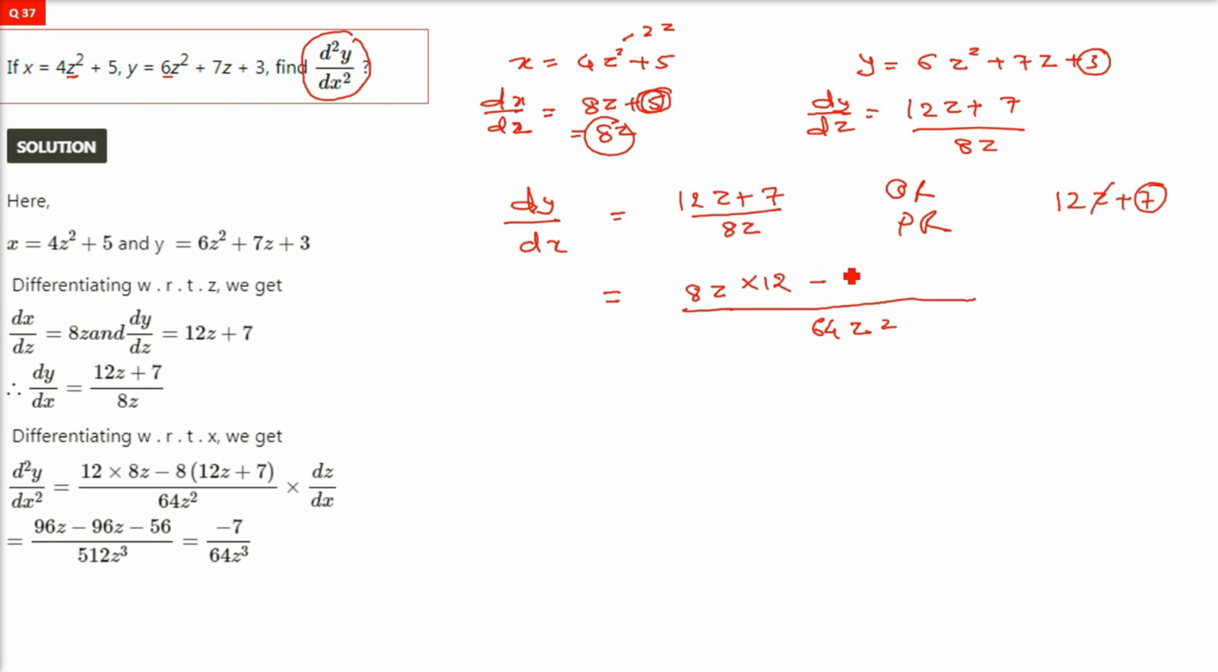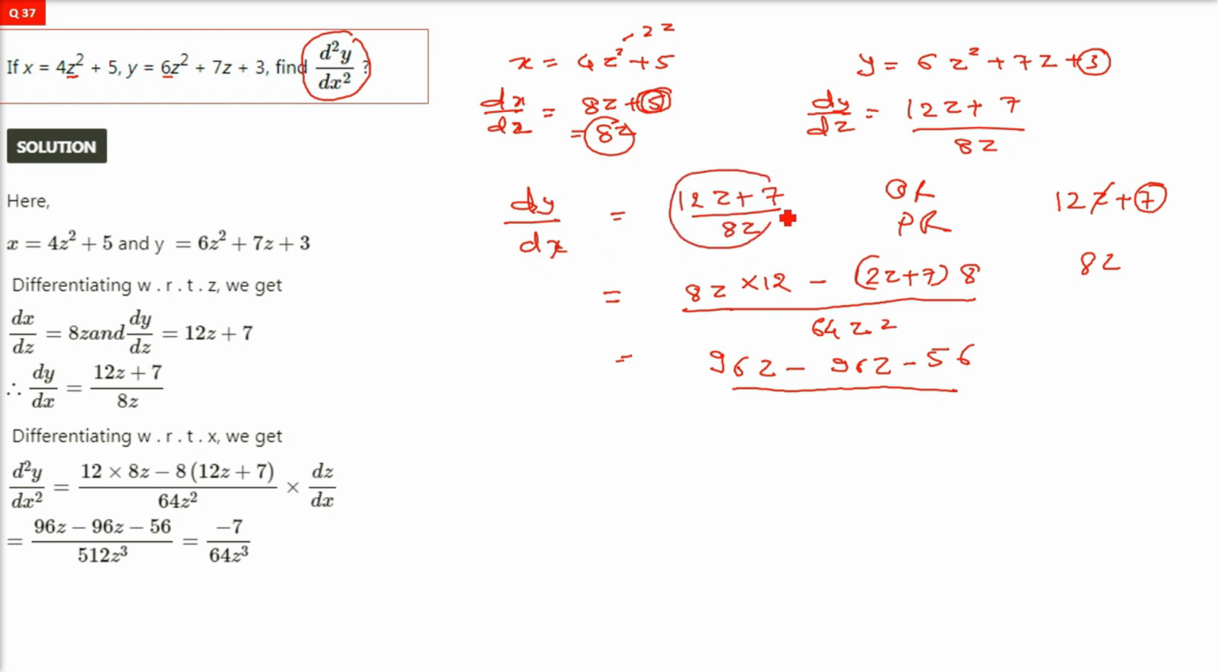So we have this 12z plus 7 and differentiation of 8z is going to be 8. So just write 8 here. So 12 into 8 is nothing but 96, minus 8. This is again 96z. 8 into 12, it is 12. So this is minus 56. One more thing is there. Tell me what is remaining.